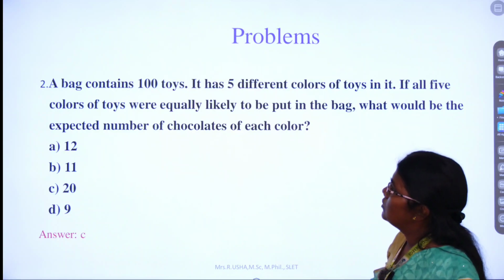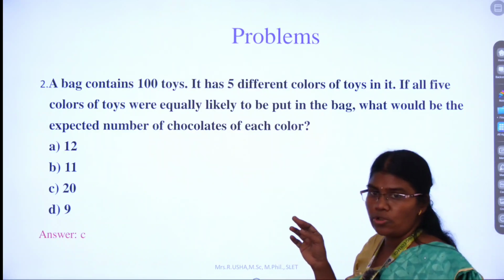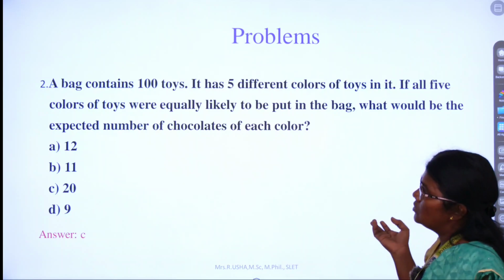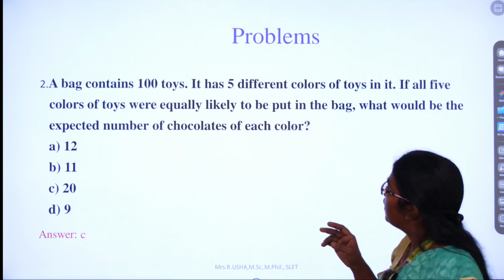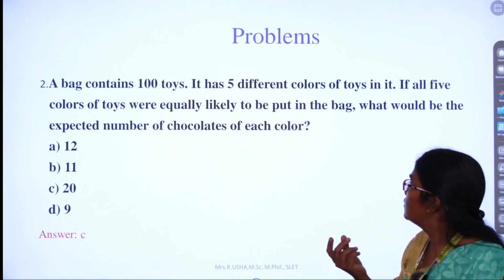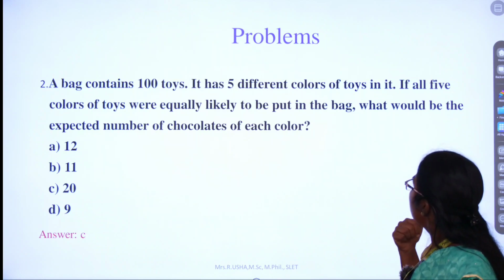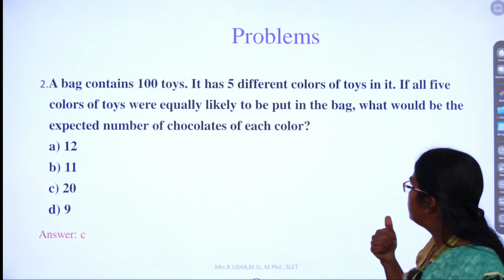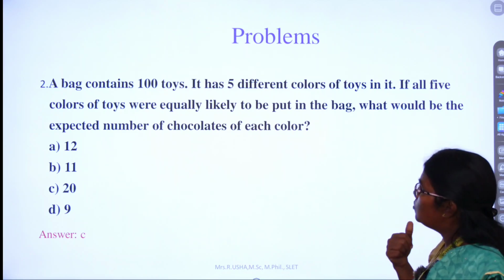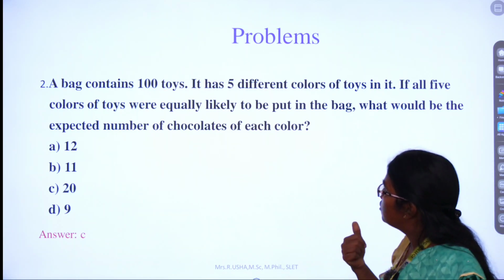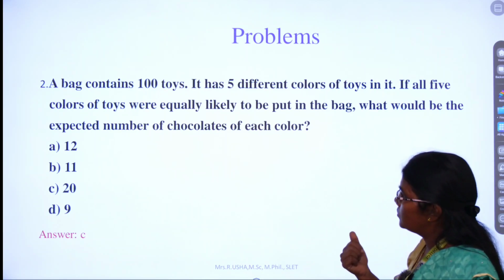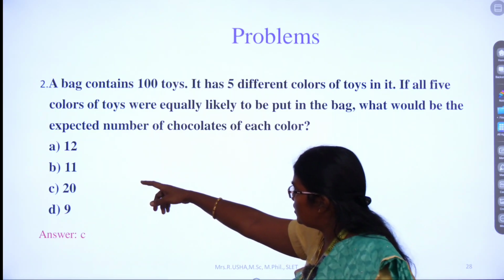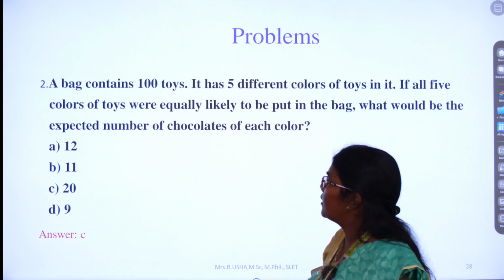And the next one: a bag contains 100 toys. It has 5 different colors of toys in it. So it contains 100 toys and there are 5 different colors in the bag. If all 5 colors of toys were equally likely to be put in the bag, what would be the expected number of toys of each color? So here the options are 12, 11, 20 and 9.